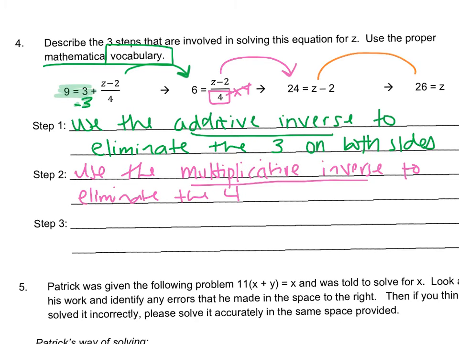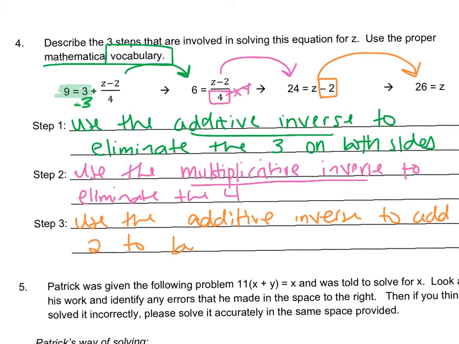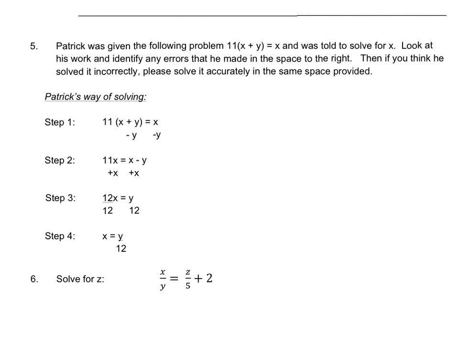In step 3, they had to get rid of the 2. So once again, my vocabulary is use the additive inverse. And we could say to add 2 to both sides. Making sure you're using that math vocabulary of additive inverse or multiplicative inverse. I would add that to my notes if I did not have that in there.